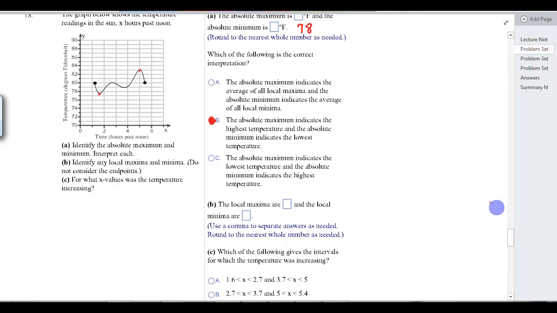The local max and the local min are. All right, the local max. We have two maxes that aren't at the end point. One was this 83, and this one is at 80. So I would say that would be 80, 83. And the local mins, we've got one here and one here. That was at 78, and this one is at 79.